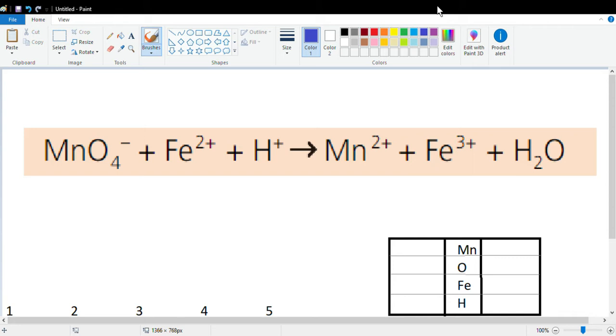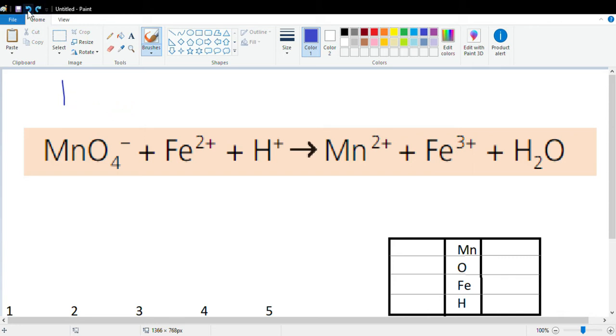So step one in balancing a redox equation. Just a quick note actually before we start. Redox equations, what we're looking at here is reduction and oxidation. So a redox equation is anything that has one substance being reduced and one substance being oxidized. Other than that, let's get started.